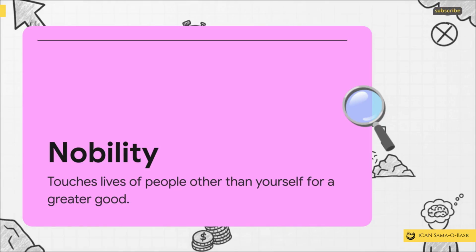Like, if your vision is just wanting a huge house, a flashy car, and a massive CEO salary, well, the nobility there is zero. It literally only serves you. But if you want to establish multiple businesses specifically to slash unemployment and empower a whole community, now both your scale and your nobility are skyrocketed.